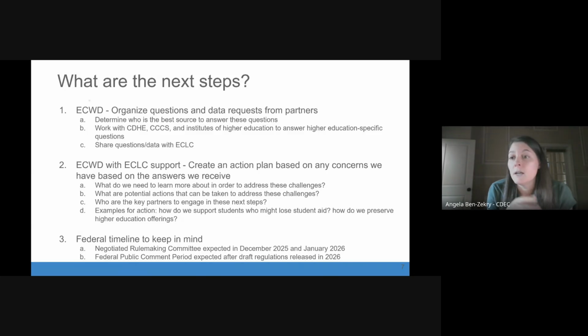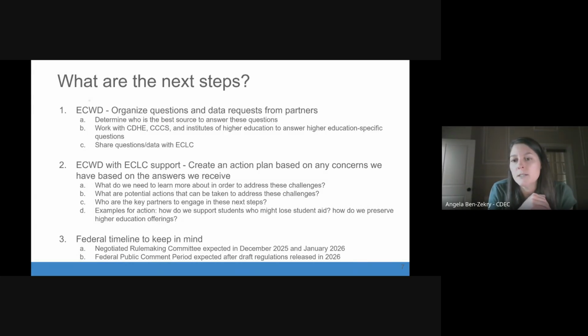Some of this may need to be taken on by some of the advocacy partners and private partners across the state. So things like, how will students who are in current areas of study receive any kind of support and communications if they're going to lose their student aid in the middle of their course of study? How do we preserve some of our higher education offerings in the state if we anticipate a loss of enrollment? So there's going to be several layers of action that need to happen as a result of some of this. And then at the very bottom of this slide, I also wanted to note that there are a few federal timelines that folks should keep in mind and can possibly engage with in the future.